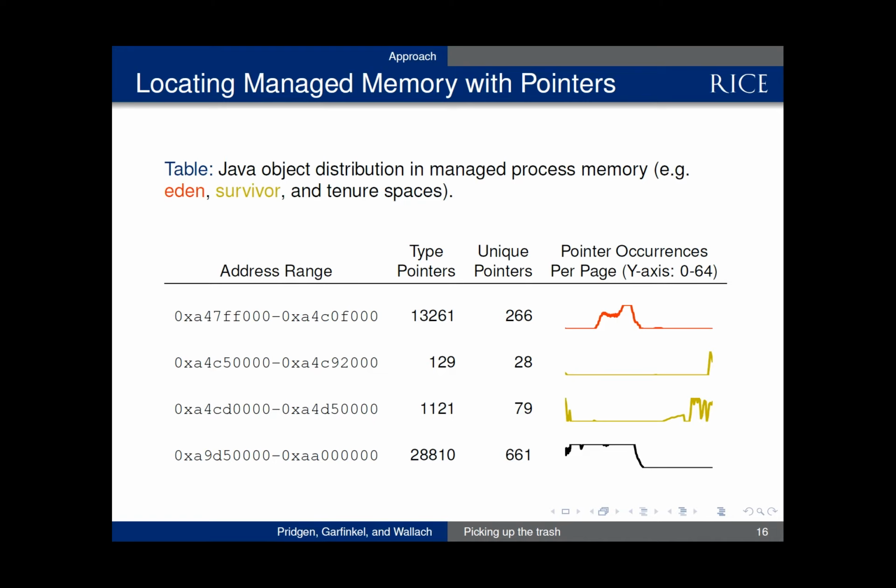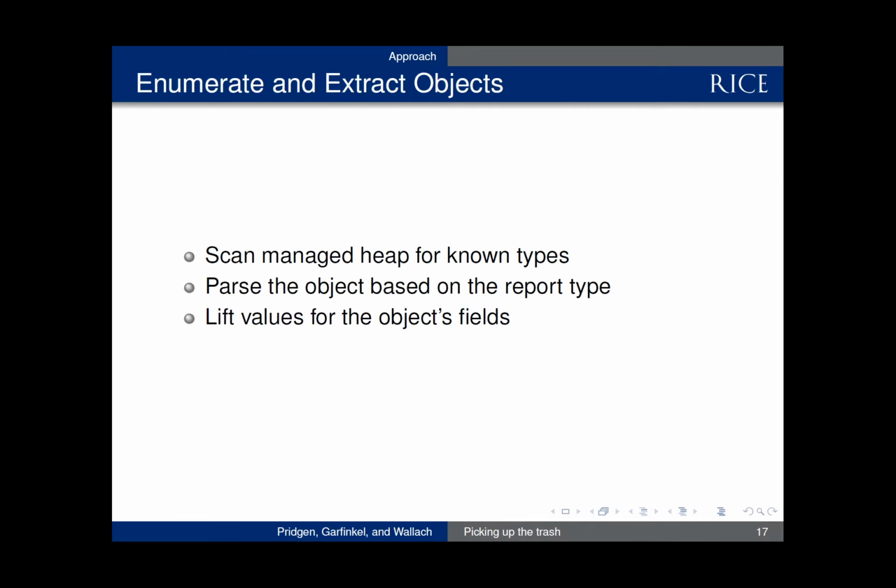So what we can do is scan these managed memory segments for high distributions of type pointers, and then also look for a wide range of unique pointers. This gives us a good layout, especially for the Eden space and for the tenure space. The reason the survivor space has such an awful distribution is mainly because it's copy collection. It's just this intermediate space where stuff gets spread out across each garbage collection.